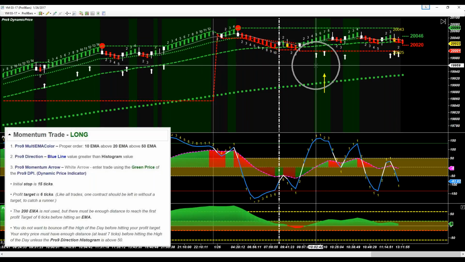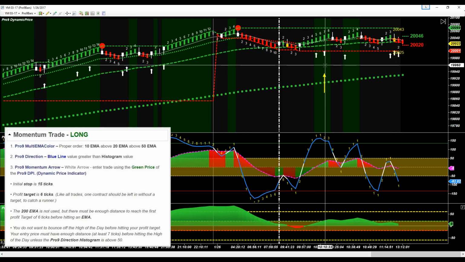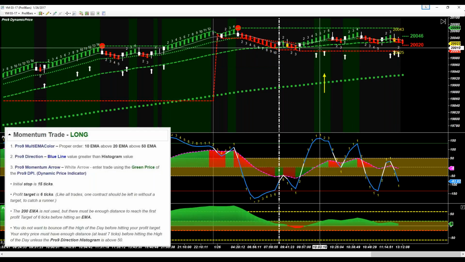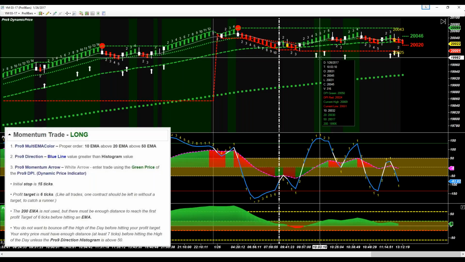So again, this one was qualified at bar 5, and the trend continued long, so nothing really changed. So this trade also qualifies. And again, our entry price was 250, or 20,050 technically. So we have our rules qualified, and we'll enter using our green DPI. And with the momentum trade, like all of our trades, it's 3 contracts, a 6-tick profit target, and a 15-tick stop.